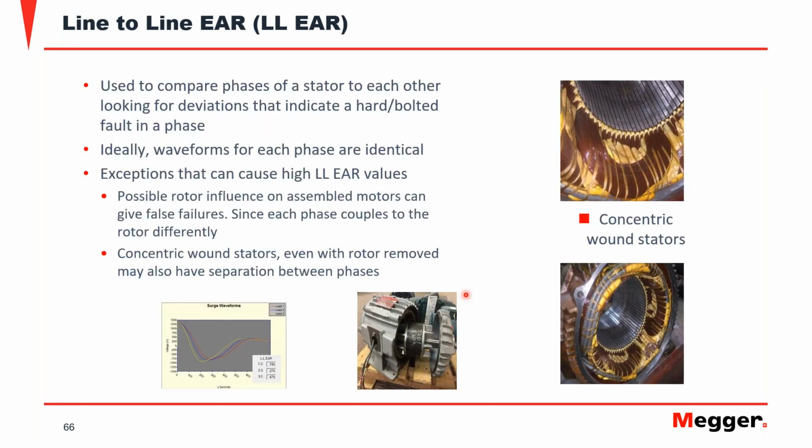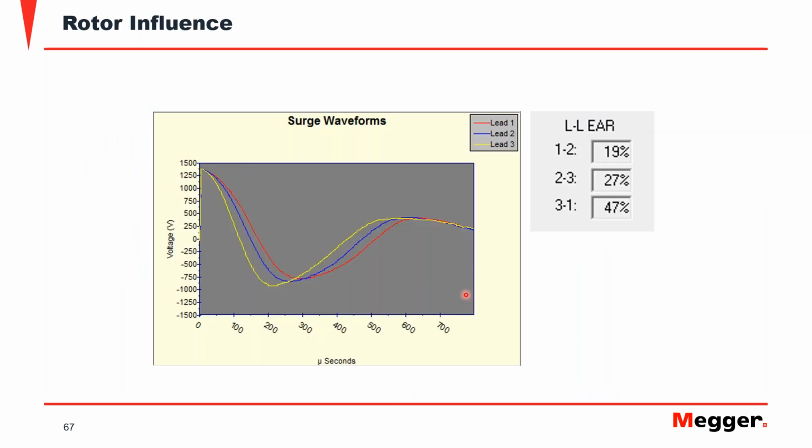We have line to line error area ratio, which is when I'm testing, let's say on line A, and then I do my test on line B. Supposedly, if I have the same inductance on both, then I should have identical waveforms. If I have the rotor outside of the machine, the difference should be very low. If the rotor is inside of the machine, the difference is going to be bigger because the position of the rotor inside the machine changes the inductance of each of the phases. So that is typically a cause of confusion when we are doing this type of test. This is an example of the influence of the rotor.